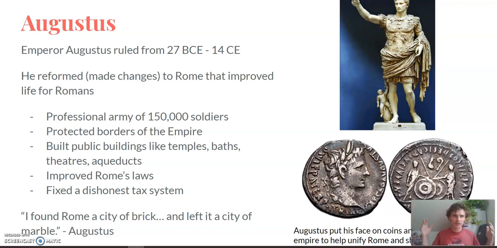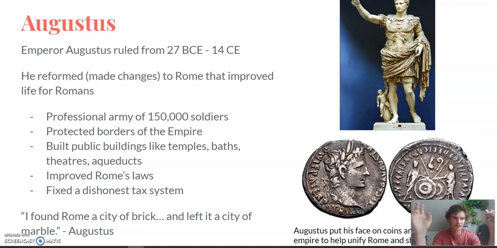And he makes a lot of really important reforms or changes to Rome that improve life for the people. He hires a professional army of 150,000 soldiers, and he uses this army to protect Rome's borders and end civil wars. He builds lots of public buildings like temples and baths, theaters and aqueducts to make life better for Rome's citizens. He improves Rome's laws and fixes a dishonest taxing system, and he puts his face all over Rome to show he's in charge. He prints coins, makes statues, and he unifies Rome after this time of civil war.